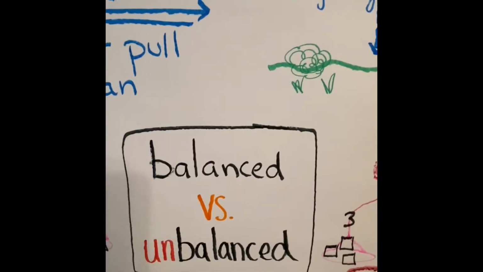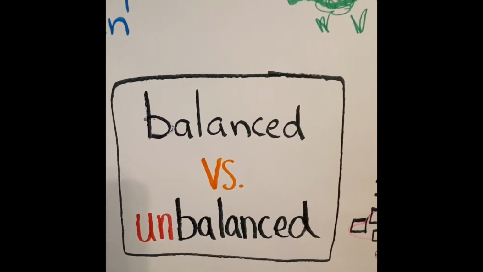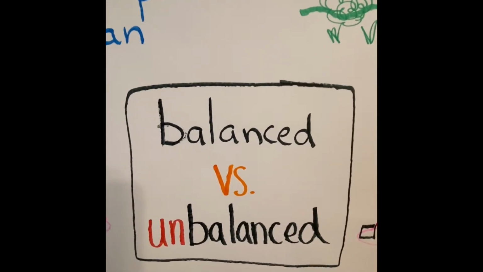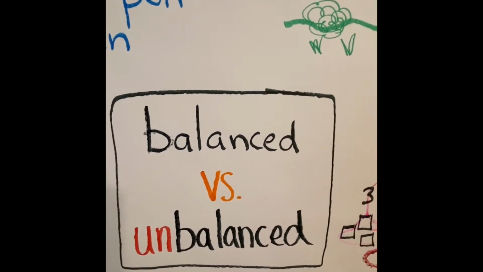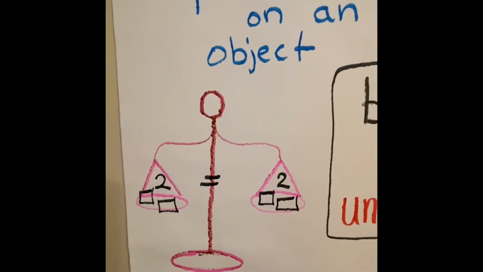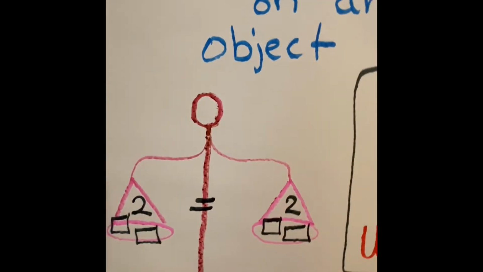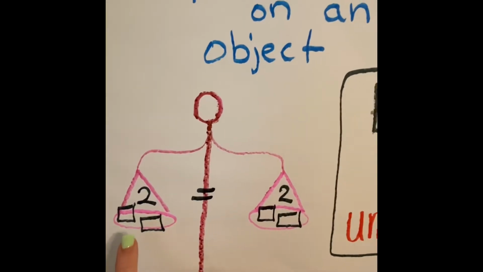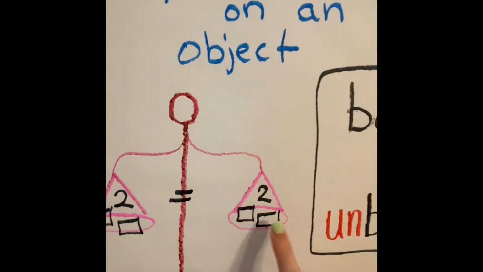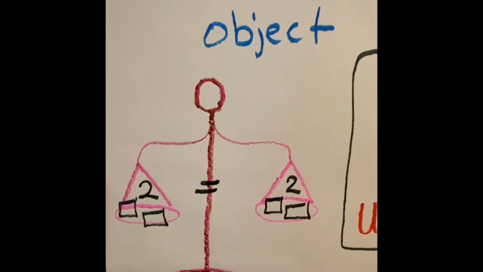The key thing we want to talk about is the difference between balanced and unbalanced forces. I use a very easy picture to visualize balanced and unbalanced. What I normally use is a scale. If a scale is balanced, it's equal on both sides. For instance, this scale has two boxes that weigh the same and two boxes over here that weigh the same. So they are equal, or balanced.